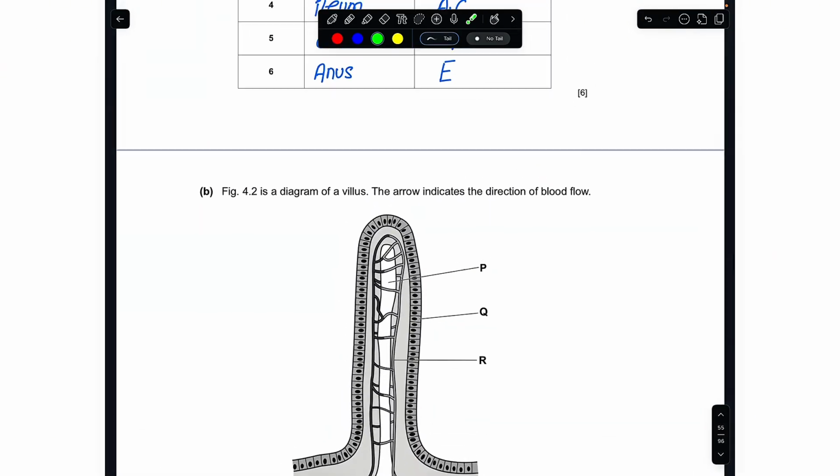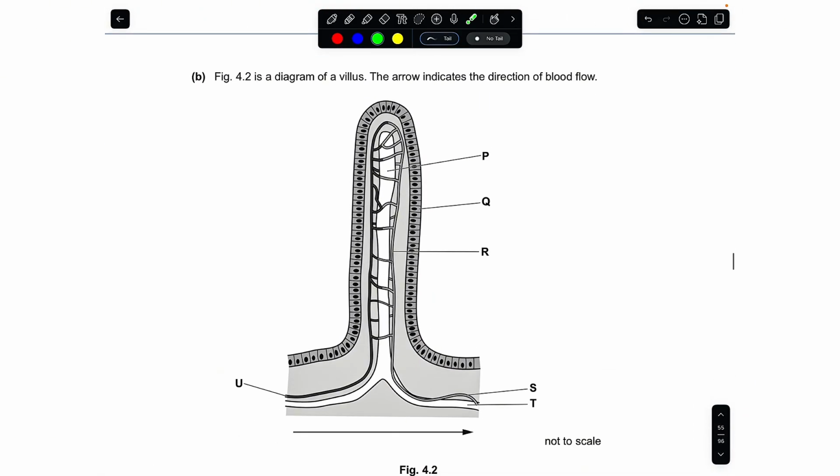Likewise, this other part of the question is related to the structure and functions of the villi. Figure 4.2 is a very good diagram of the lining of the small intestine, and this is a single structure that is being shown here, so we would call it a villus. The arrow indicates the direction of blood flow.